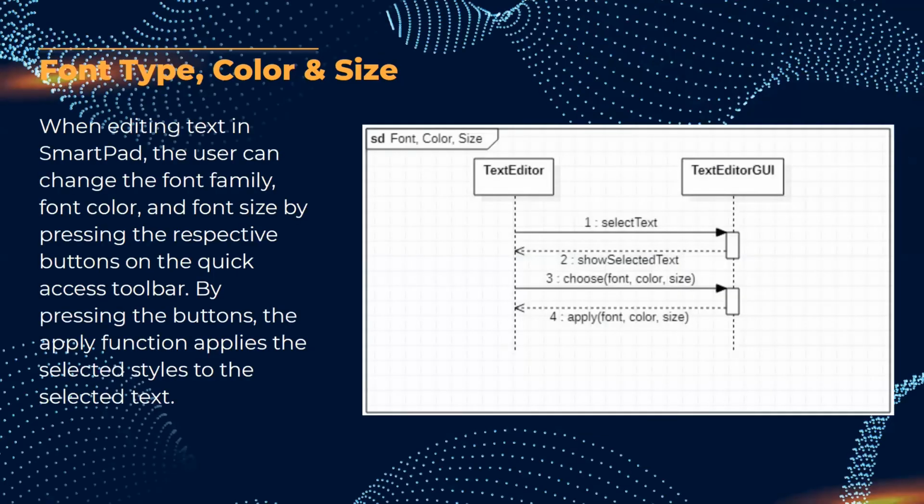On the right hand side is the sequence diagram, and when the user is editing text in SmartPad, the user can change the font family, font color, and font size by pressing the respective buttons on the quick access toolbar. By pressing the buttons, the apply function applies the selected styles to the selected text.